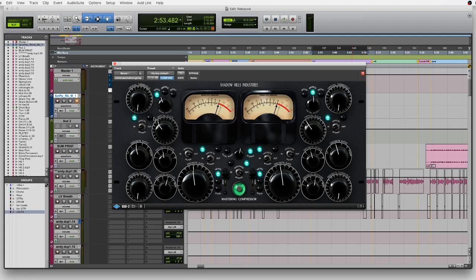Only these two knobs are used in this stage. Lower the threshold until you begin to see attenuation and adjust according to how much reduction you desire. Then adjust the makeup gain accordingly. This section can be bypassed using the bypass switch.